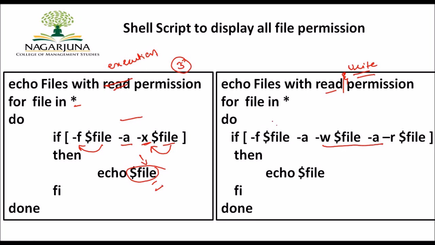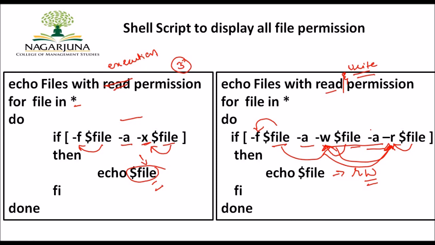The first part is to check if the file exists. If the file exists, then check if the file has been given write permission, and if the file has been given read permission. If the file has both read and write permission, first of all the file has to exist. If the file exists, it has to check if the file has write permission as well as read permission. So it is going to display all the files which have both read permission as well as write permission. So this is how you make use of a for loop to check the permission of your file.